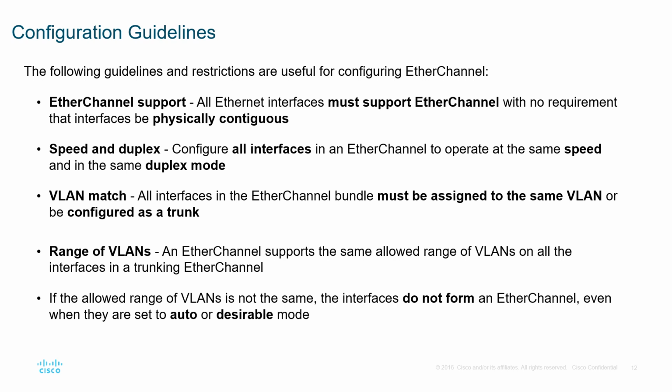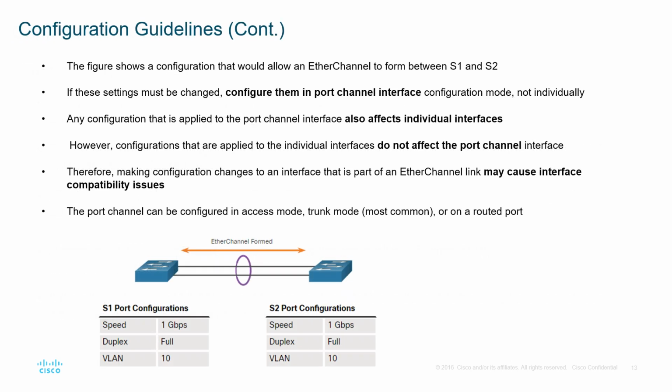If the allowed range of VLANs is not the same, the interfaces do not form a channel, even when they are set to auto or desirable. So some things you have to be very careful about and check while you're trying to create these EtherChannels. In this figure, it shows a configuration that would allow an EtherChannel to form between S1 and S2.